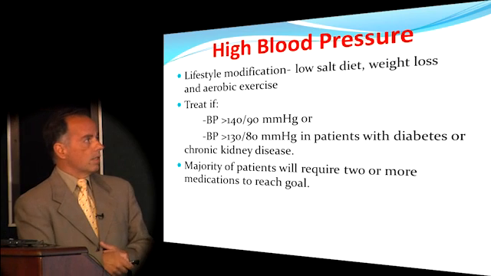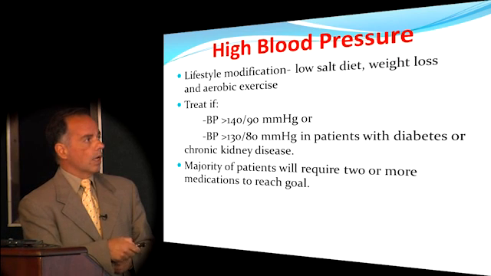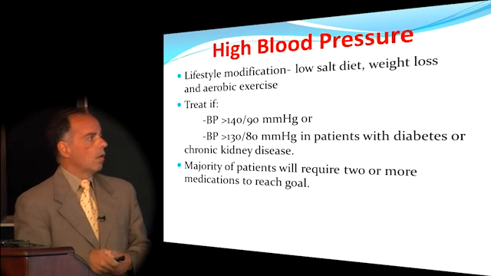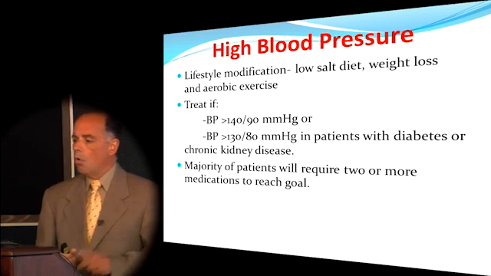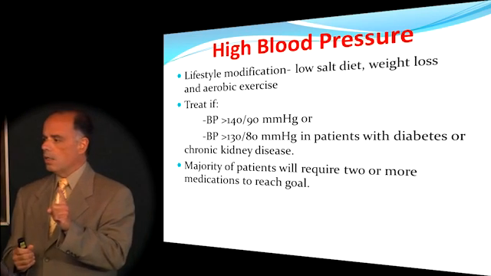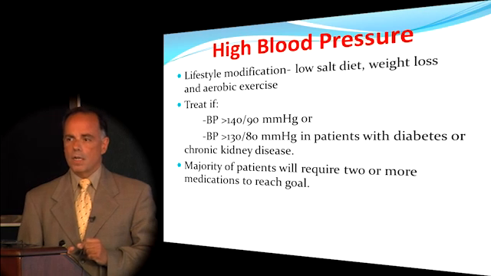And what else do you do? Well, I just said lifestyle modifications. There's our word again. Low salt diet, weight loss, aerobic exercise. We typically start treatment if your blood pressure is greater than 140/90, or 130/80 in patients with diabetes and chronic kidney disease.